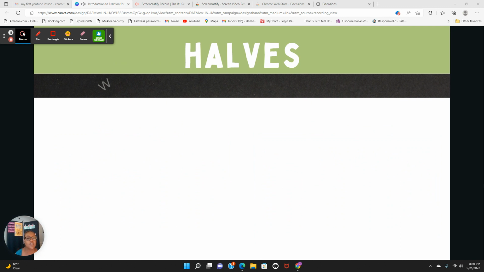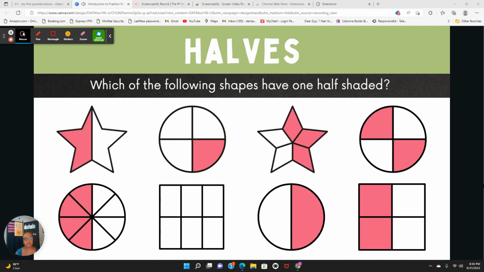So here is our last question. Which of the following shapes have 1/2 shaded? Okay, so if you look at these, you can just have your child point to which of the following shapes have a half shaded, and you can tell them they can point to the bottom. It may be one answer, or it may be 2. See which ones they can point out to you. This would be a great way to see if they understood the lesson.